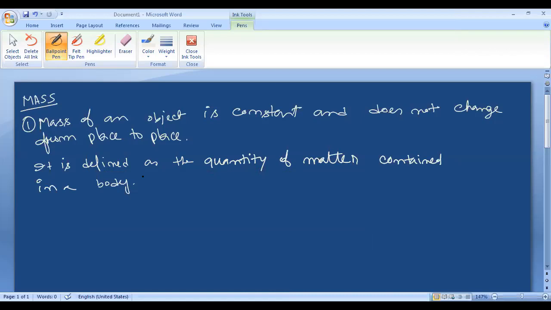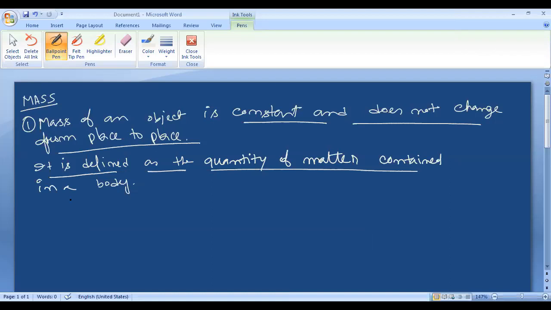So what is the definition? First, mass of an object is constant and does not change from place to place. It is defined as the quantity of matter contained in a body, and it is a scalar quantity.